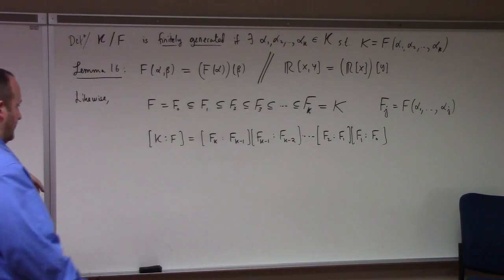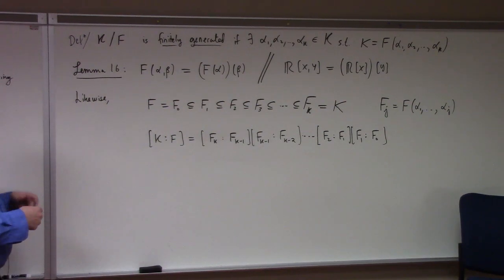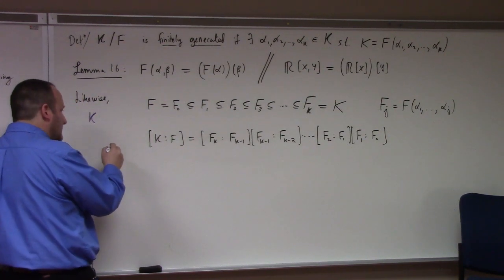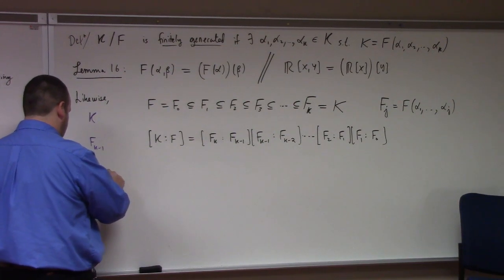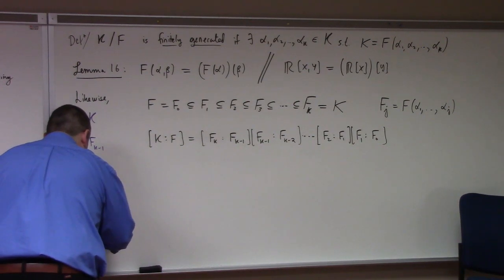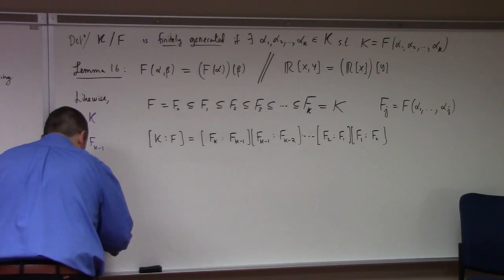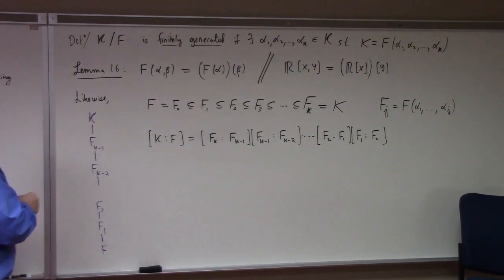Let me draw a picture here. What I'm trying to discuss at the moment is how the degrees are something like the cumulative multiplicativity of the extension of the extension of the extension. All right, anyway: k minus 1, k minus 2, dot dot dot, 2, 1, F. Suppose that, let me just write the degrees over here.